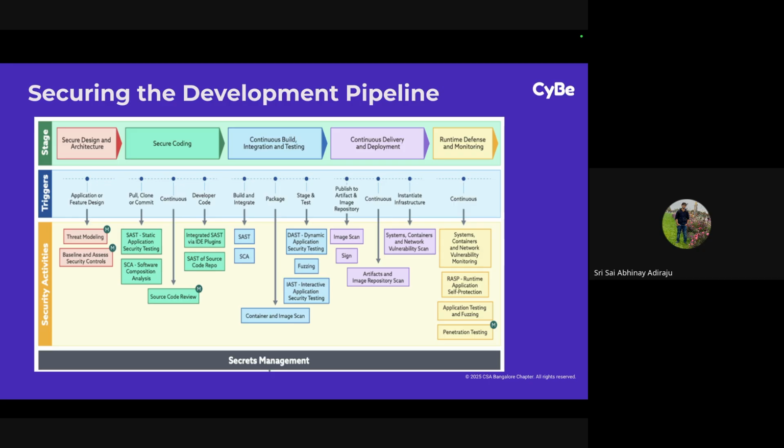So a DAST scan happens over the live application running in your lower environments, whereas a SAST scan happens over your code. It looks at your lines of code and understands where your weaknesses are.